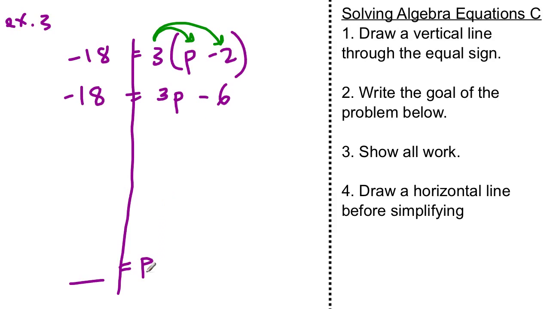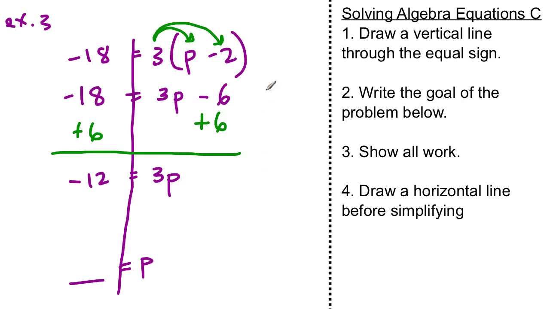Okay, now we want to get p by itself. We have 3p minus 6. So we want to start by adding 6 to both sides. Okay, and simplify. Okay, so negative 18 plus 6 is negative 12, and that's equal to 3p. Cool. And then lastly, we want to divide by 3 on both sides. Horizontal line. Notice 3 divided by 3 cancels, right? And we're left with 1p is equal to negative 4.